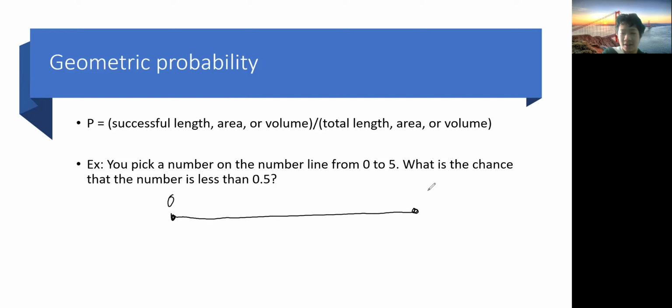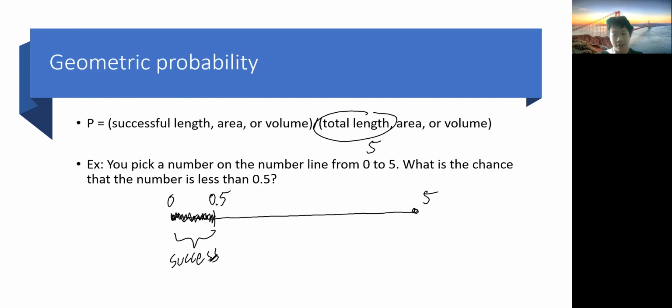Well, the total length in this scenario is 5. Right? I'm choosing a number between 0 and 5. What's the chance that it's less than 0.5? The chance that it's less than 0.5, it has to be in this region. And this is the successful length. If I choose it in this region, it's a success, which means that the successful length is 0.5. So the probability is 0.5 over 5. Okay. It should be pretty simple.